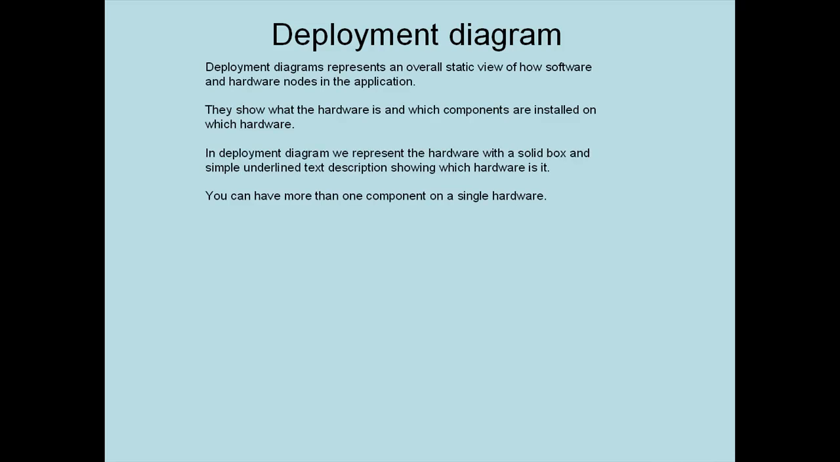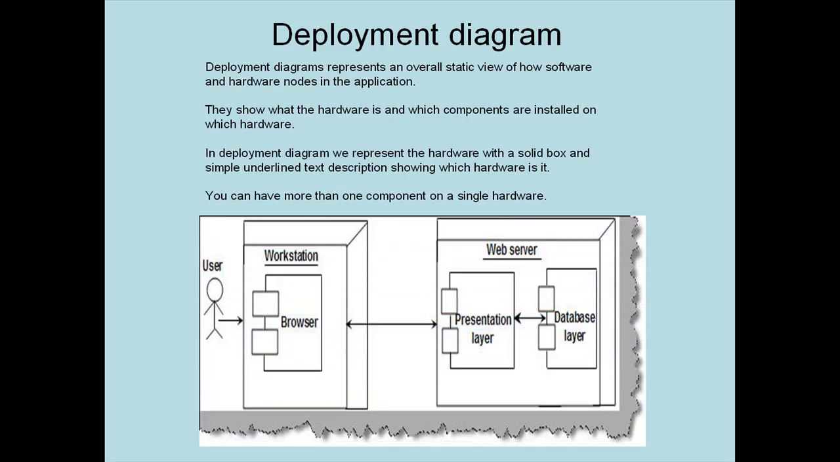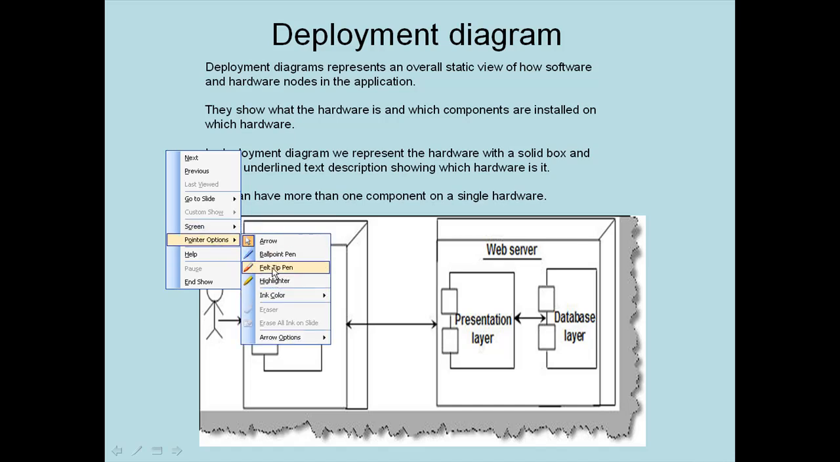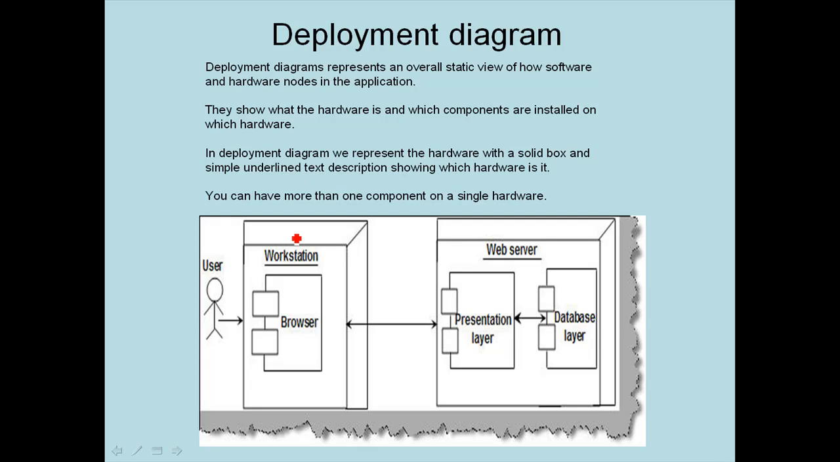So a deployment diagram represents a static view of how software and hardware nodes in the application are installed or configured. They show what the hardware is and which components are installed on it. The components are shown by using a component diagram, while the hardware is shown by using a solid box. You can see in the figure in the video, we have shown two hardwares. That means we have shown two machines by using the solid box. One is the workstation of the user and the other is a web server.